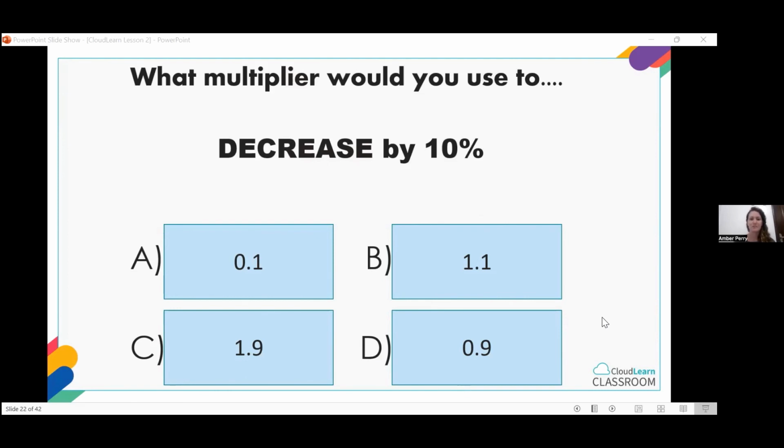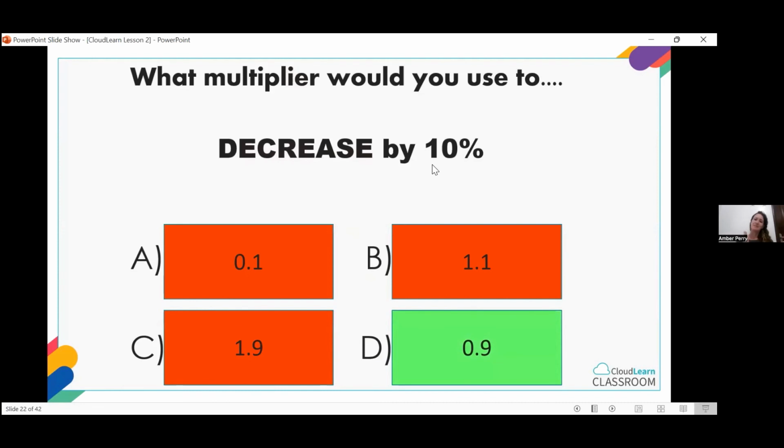Amazing. We've got lots of correct answers very quickly this time, so that's really positive. I'm going to just wait to see if anyone else wants to answer. Okay, I'll end that there. And we've got 100% correct answers this time, so fantastic, really great job. The answer this time was 0.9. So we're reducing something by 10%, we'll have 90% left. And then turning that into a decimal, we've got 0.9.